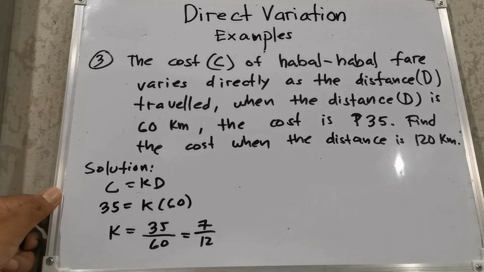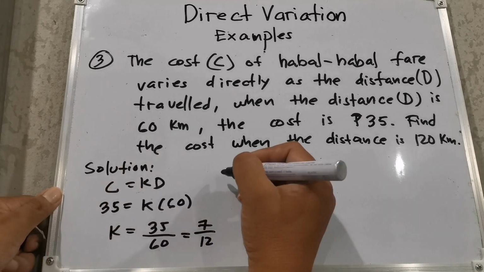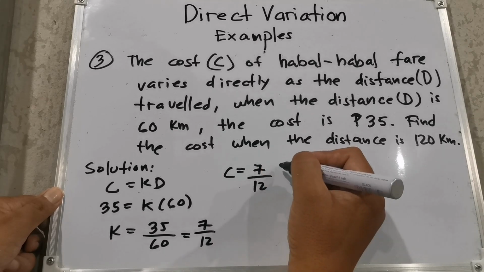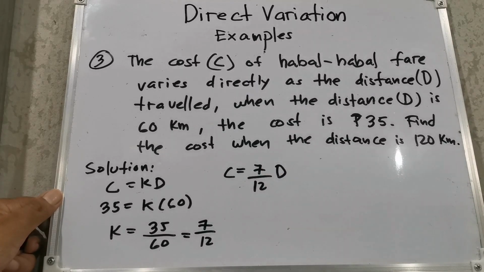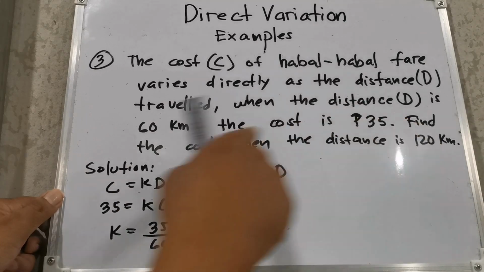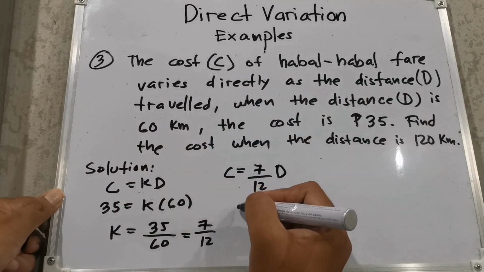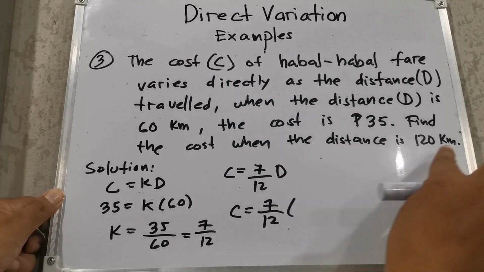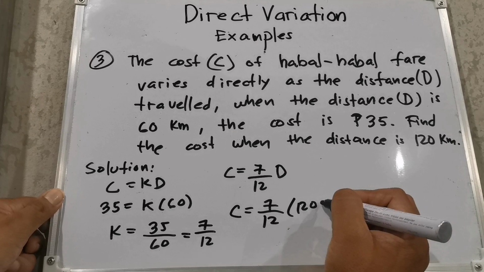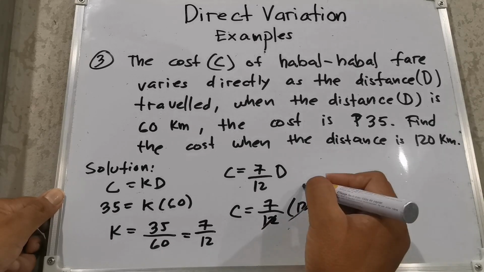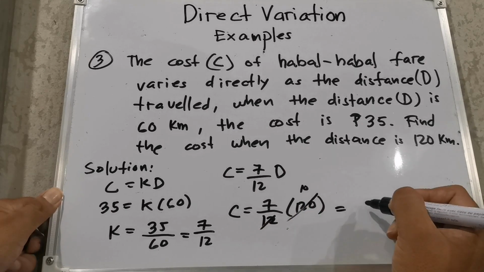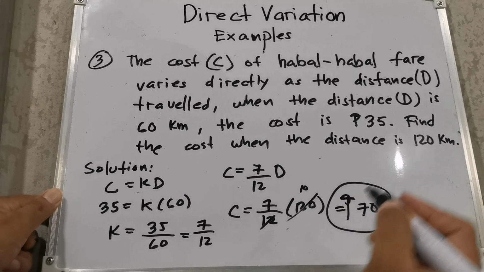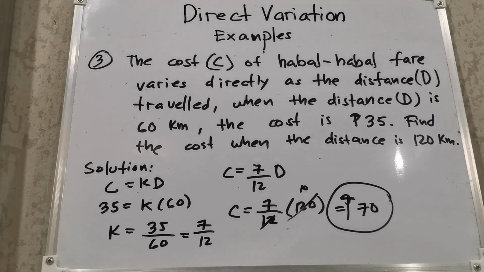7 over 12. And here we're going to replace it again in our main formula. C equals 7 over 12 times D. Okay, so we will find the cost when the distance is 120 kilometers. So we're going to replace our D here with 120 kilometers. So that will be 7 over 12 times 120. Simplify this one. 120 over 12, that is 10. So 7 times 10 equals 70. So the fare is 70 pesos when the distance is 120 kilometers.